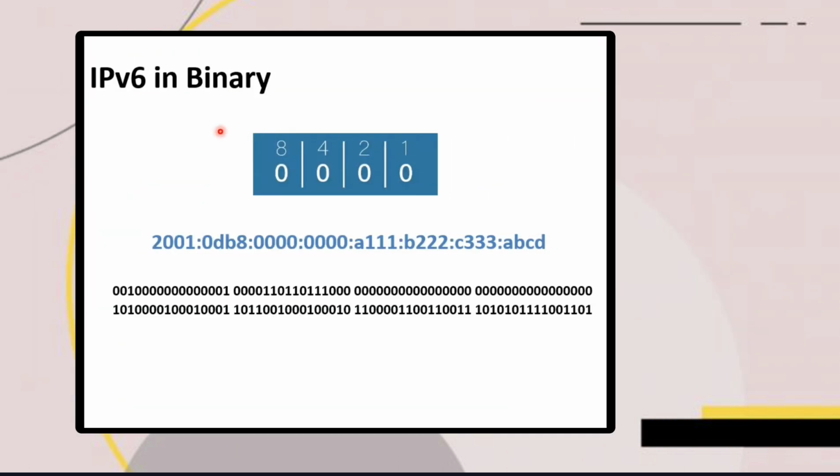IPv6 in binary. IPv6 has 8 hextets, each converted into binary per character. For example, 1 is equal to 0001, 0 is equal to 0000, 0 is equal to 0000, and 2 is equal to 0010. Each hextet represents 16 bits, resulting in a total of 128 bits for the entire IPv6 address.